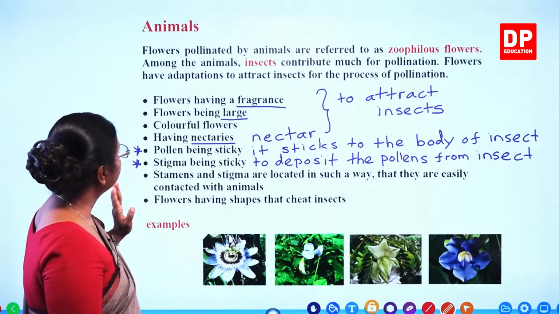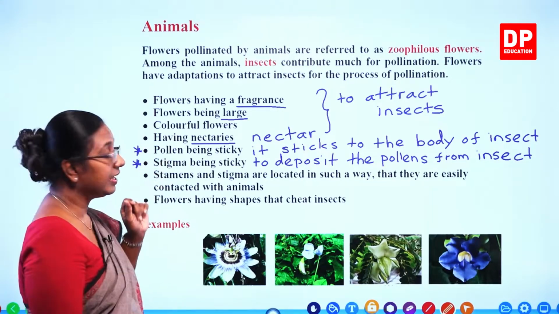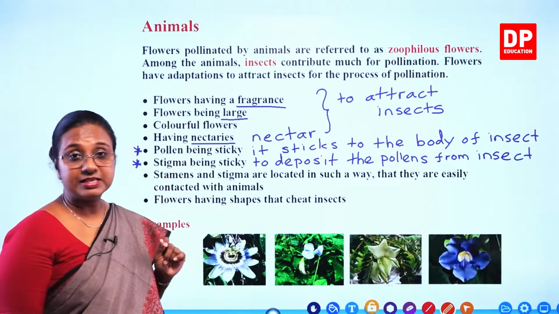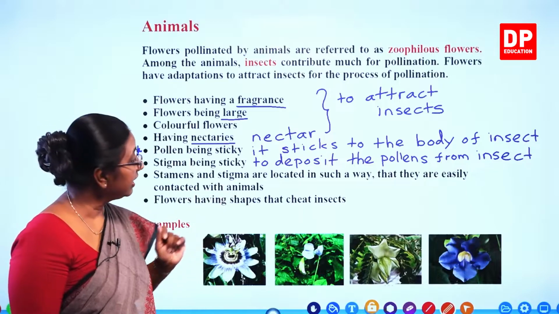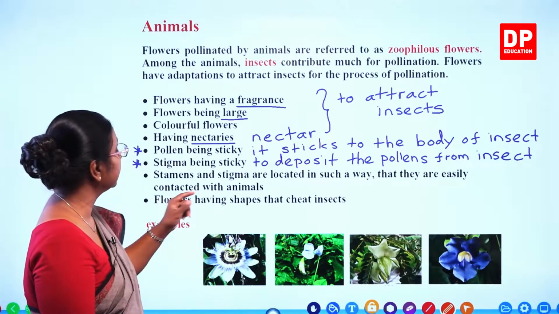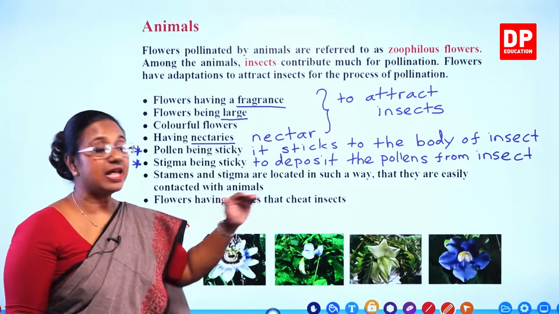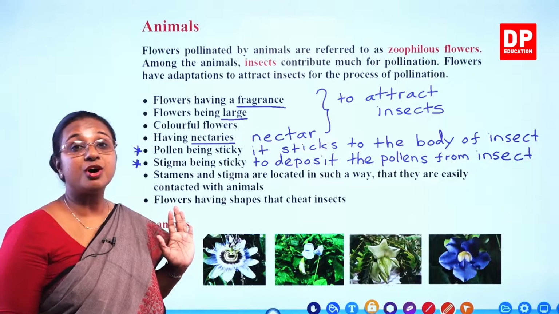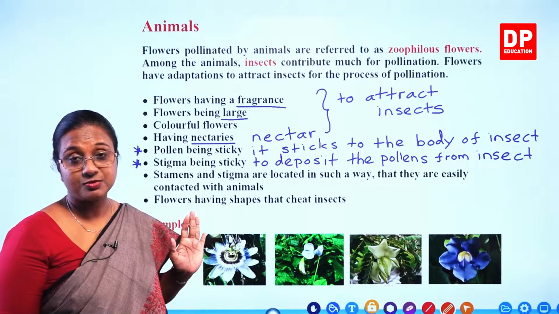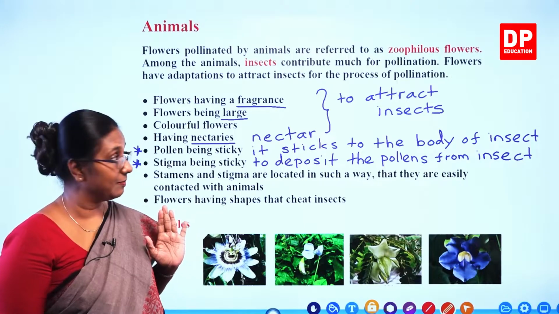So, flowers having a fragrance, flowers being large, colorful flowers having nectaries, pollens being sticky, stigma being sticky. Stamen and stigma are located in such a way that they are easily contacted with animals, and also flowers having shapes that cheat insects. All these are different adaptations of zoophilous flowers. What are zoophilous flowers? Flowers that are pollinated by animals.